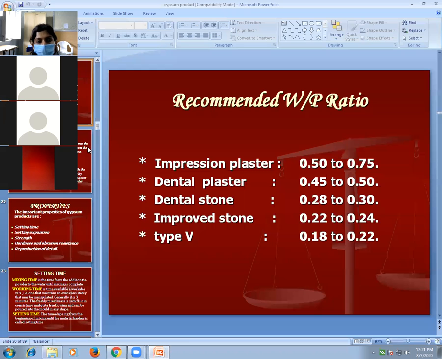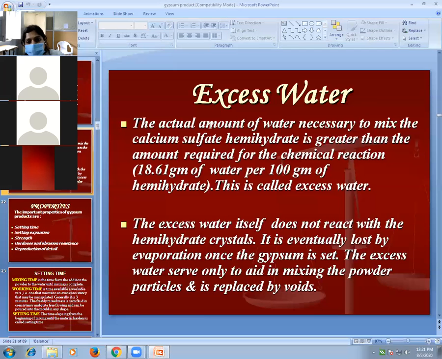So the actual amount of water required for the reaction is very little compared to the water which we use for the mixing of the product. Here we can see the actual amount of water necessary to mix the calcium sulfate hemihydrate is greater than the requirement of the chemical reaction. For the chemical reaction we require only 18.61 grams of water per 100 grams of hemihydrate crystals, and this is called excess water.